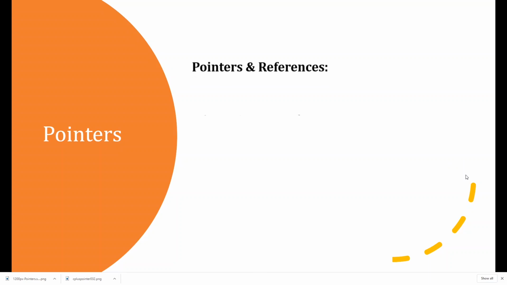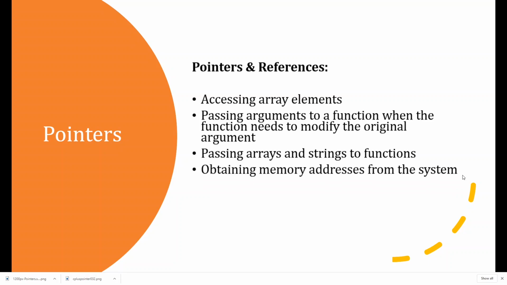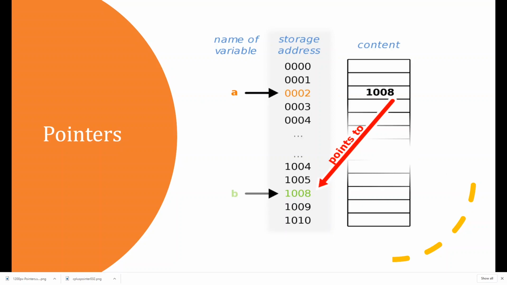Now, pointers and references can be used to access array elements. They can pass arguments to a function when the function needs to modify the original argument. They can also pass arrays and strings to functions. They can obtain memory addresses from the system, and they are used mainly for creating data structures such as linked lists.